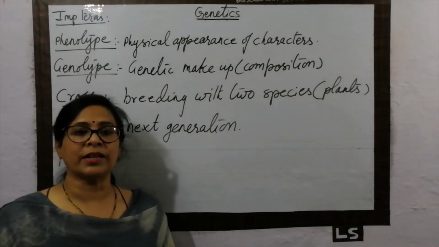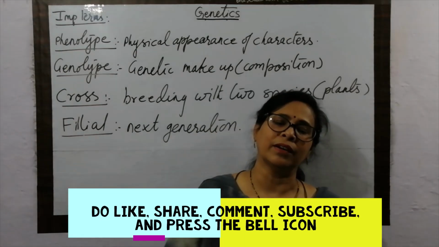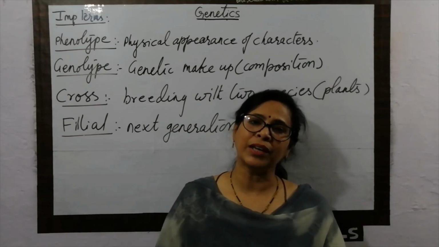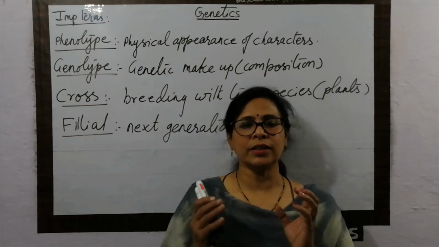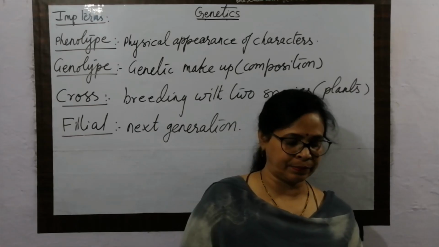So if we are going to study genetics, we have to know about the gene, the allele, the dominant and recessive, the phenotype, genotype, cross, and also the filial generations. These are the important terms used in the lesson called genetics.